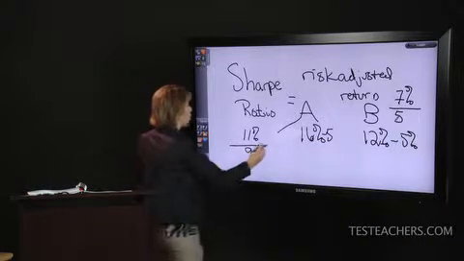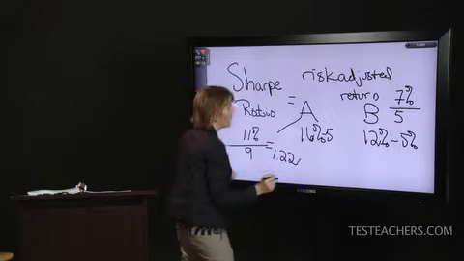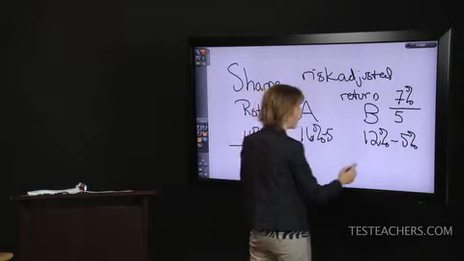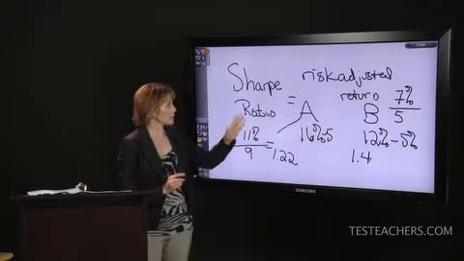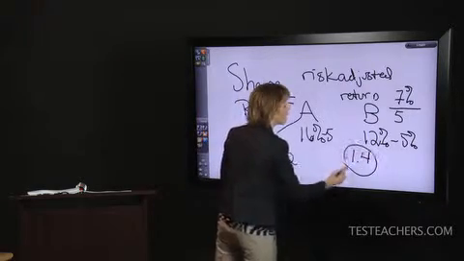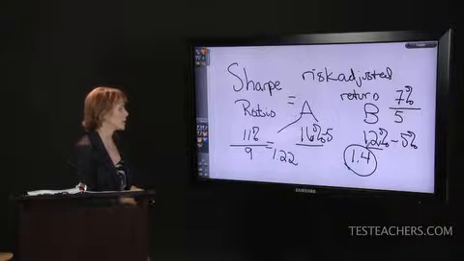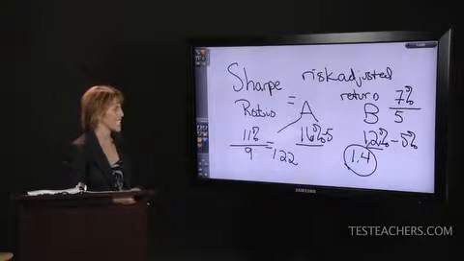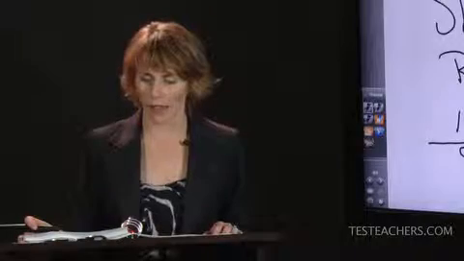And the Sharpe ratio for portfolio A is 1.22. And the Sharpe ratio for portfolio B is 1.4. When you're comparing using the Sharpe ratio, what you want is the higher Sharpe ratio. So even though when we started this off, you probably thought portfolio A was better, once we subtract out the risk-free return and divide by the standard deviation, the Sharpe ratio shows us that, in fact, portfolio B is a better choice for your client.